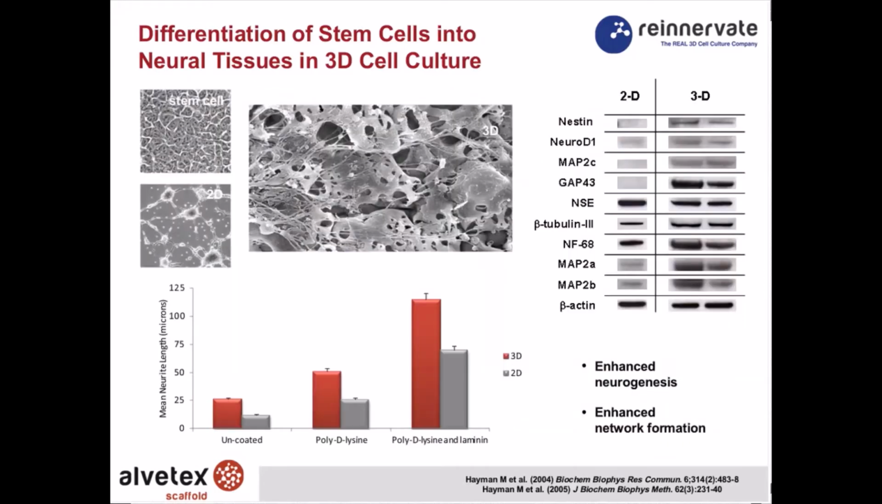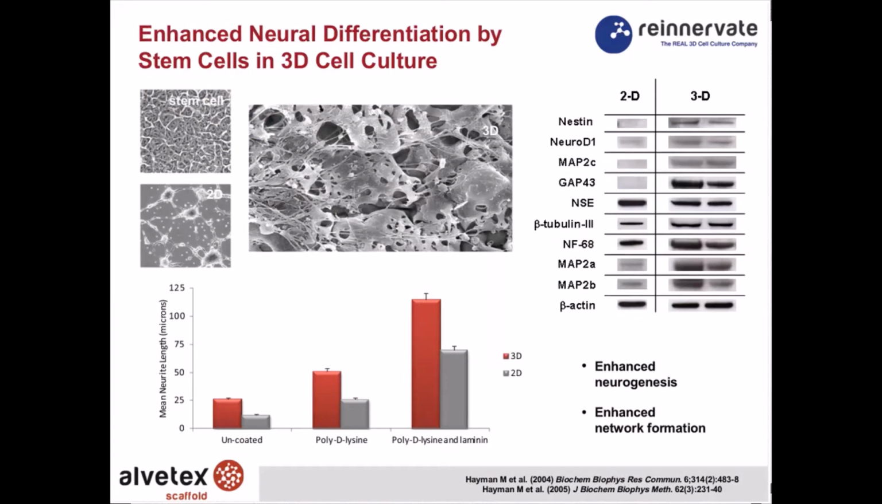This is some older work, but nonetheless it demonstrates nicely how stem cells can form neural networks in 3D. So on this slide, we've got evidence of the neural networks growing across the material. We've also got here how we can coat the material with various reagents. So we've used poly-D-lysine or a combination of poly-D-lysine and laminin, and we're then measuring neurite length, and you can see differences between 2D and 3D culture.